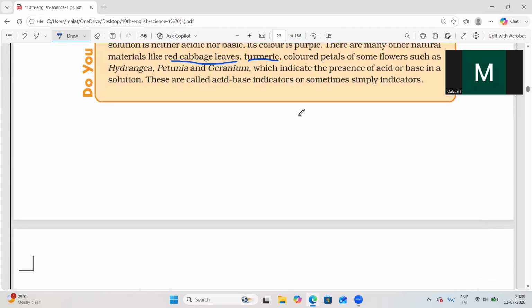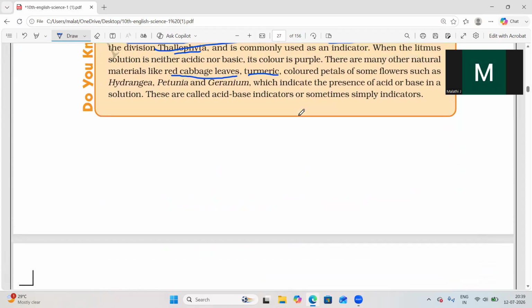Then synthetic indicators are prepared in a laboratory, that is, prepared by man. One is phenolphthalein indicator, another is methyl orange. Those are the two synthetic indicators. Then the third one is olfactory indicators.